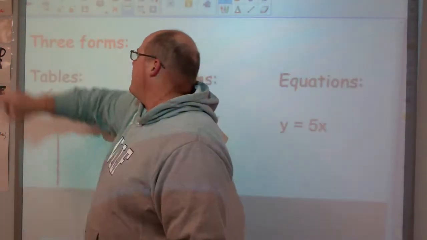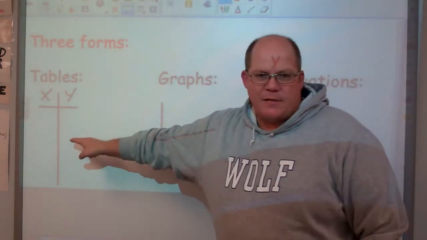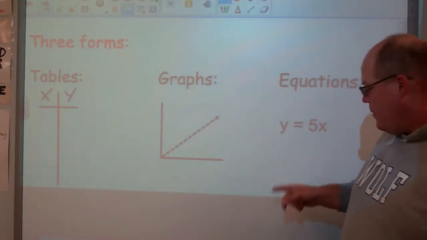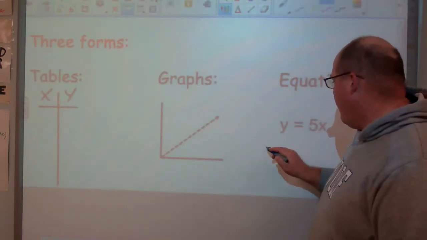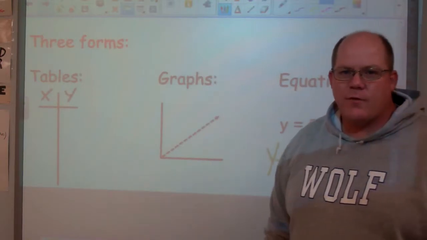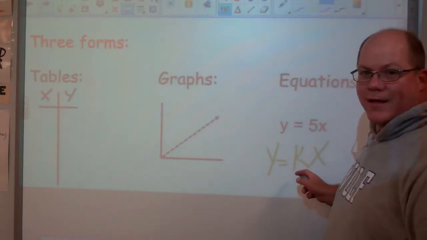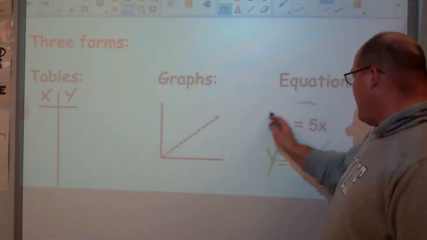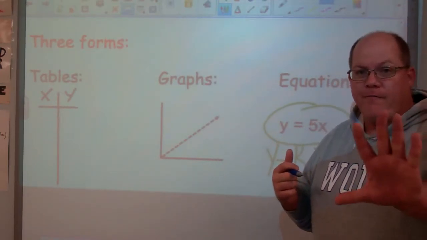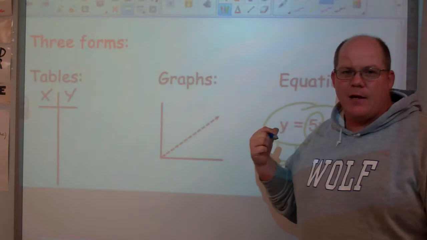There are 3 forms of proportions that we're going to look at. We're going to see some in tables, some in graphs, and then equations. Our equations are always written in this form: y equals kx. That's the way we'll always write our equations for linear proportions. We said k is the slope. So in this example, what would the slope be? Very good, 5. y equals kx, 5x. So the slope for this example would be k.